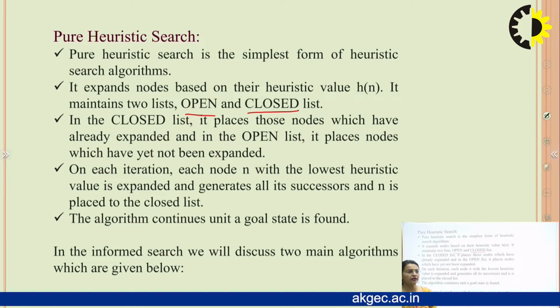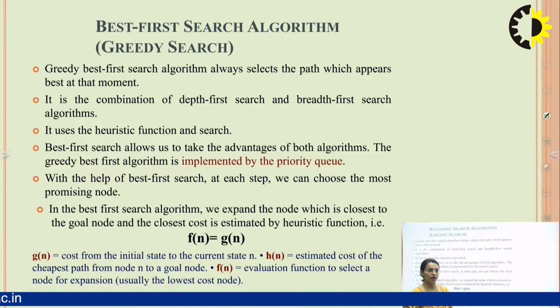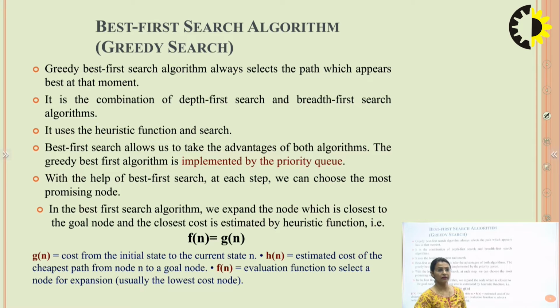So in these informed searches, I am going to discuss the 2 main algorithms, that is best first search as well as the A-star algorithm. The first is best first search. As the name indicates, out of all the paths, I'll select the path which appears to be the best at that particular moment. This search is also known as greedy search, because if that path appears to be the best, I am ignoring paths that could be more efficient or better, and going for that particular path because it appears best. So that is why it is also known as a greedy search.